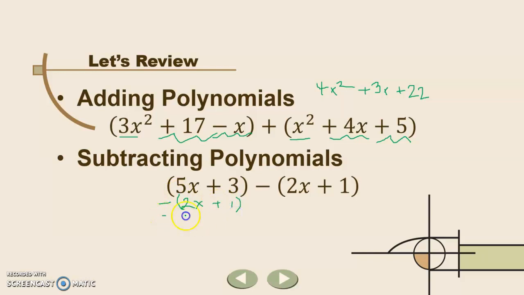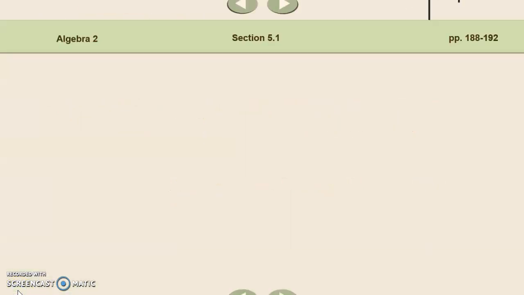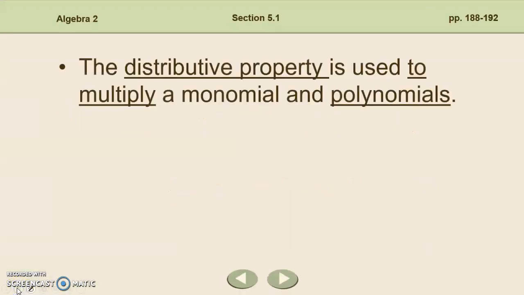keeping my parentheses. And let's start with 5x minus 2x. Well, 5x minus 2x is 3x. And 3 minus positive 1, 3 minus 1 is 2. Right? So we know that we can add and subtract polynomials, and today we're going to look at multiplying polynomials.